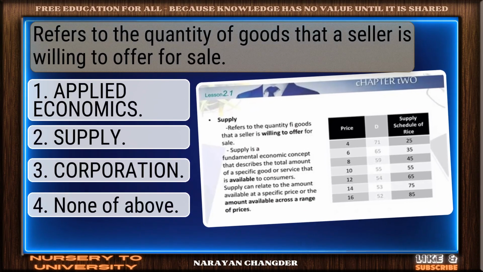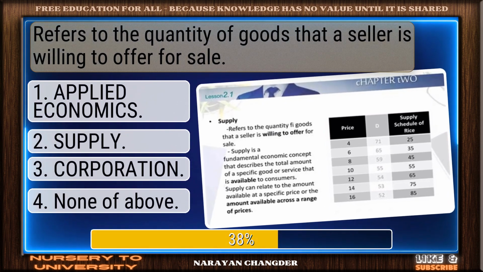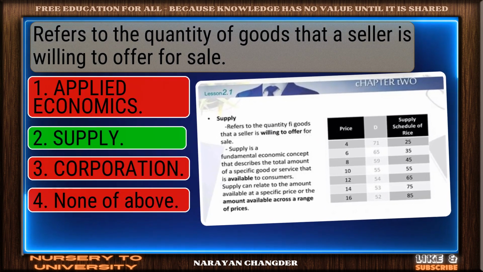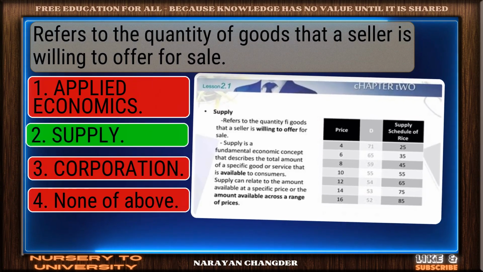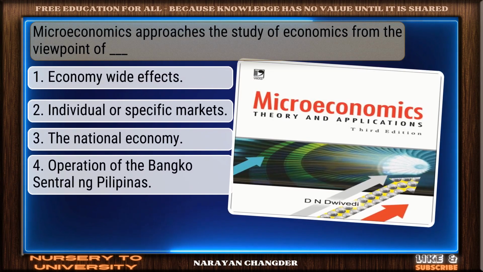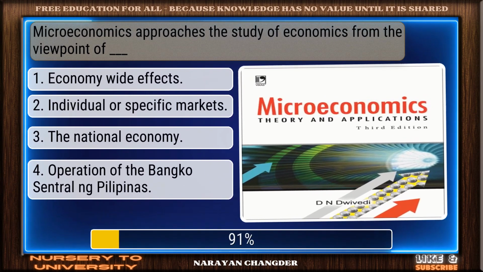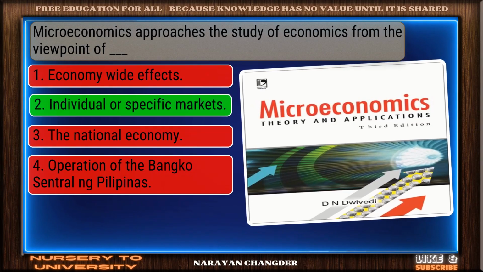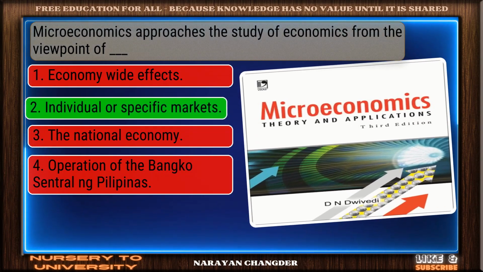Refers to the quantity of goods that a seller is willing to offer for sale. Exactly. Supply makes sense and it is right choice. Microeconomics approaches the study of economics from the viewpoint of dash. Nice work. You chose individual or specific markets, and it is correct.